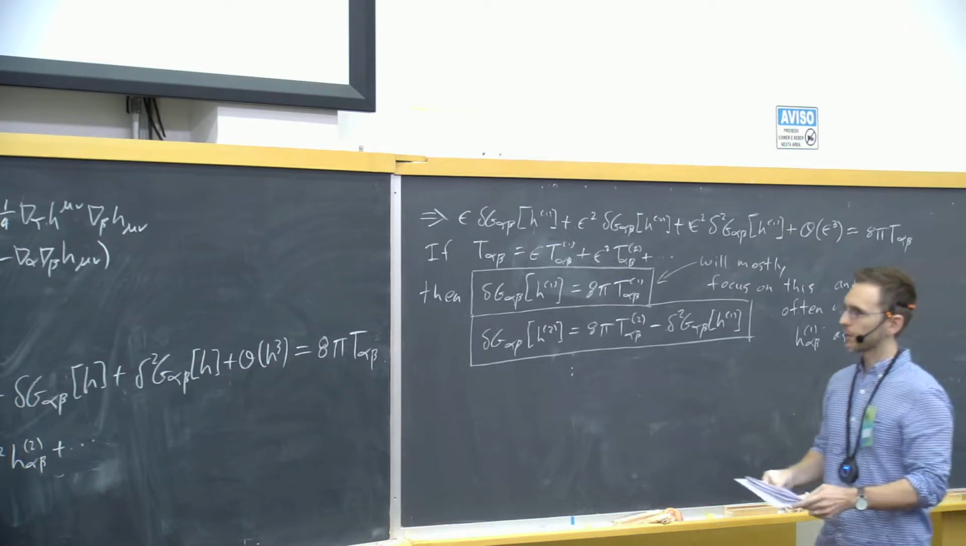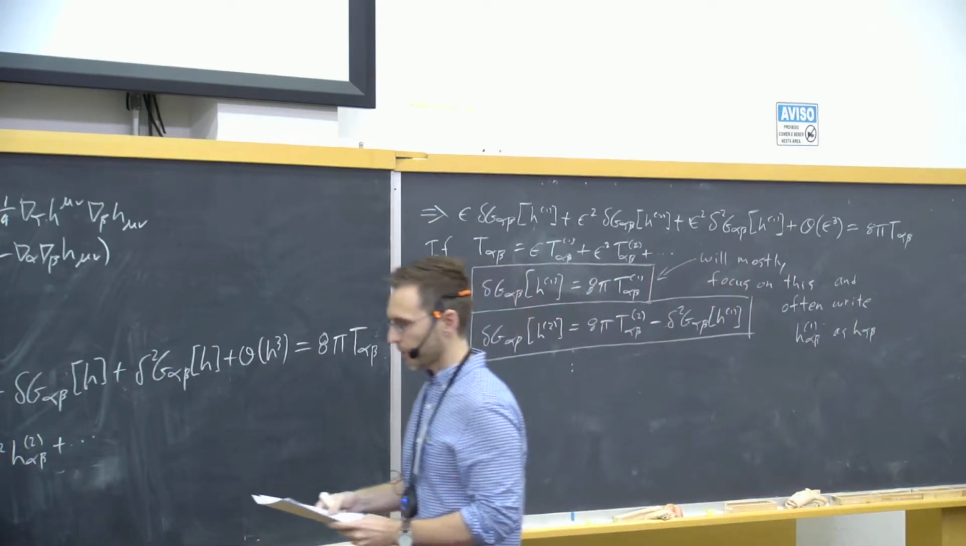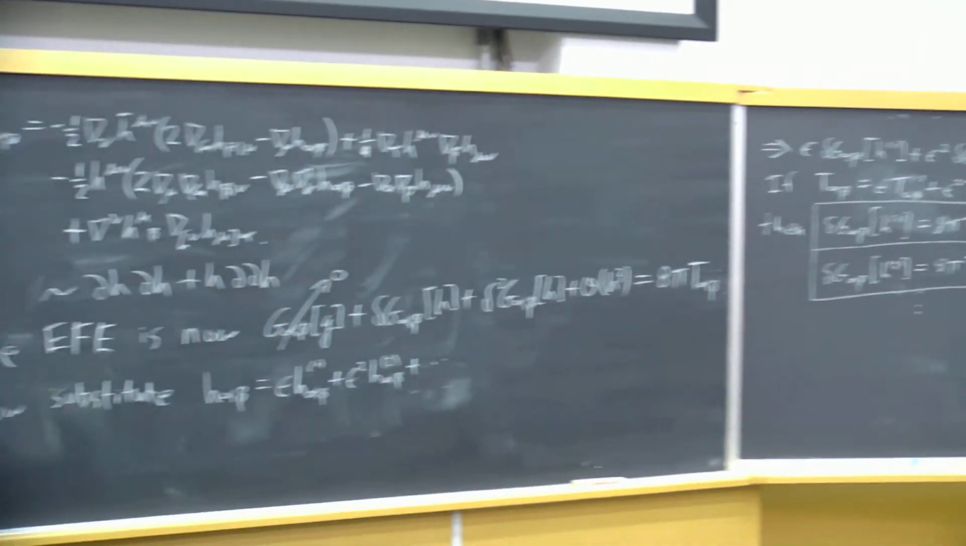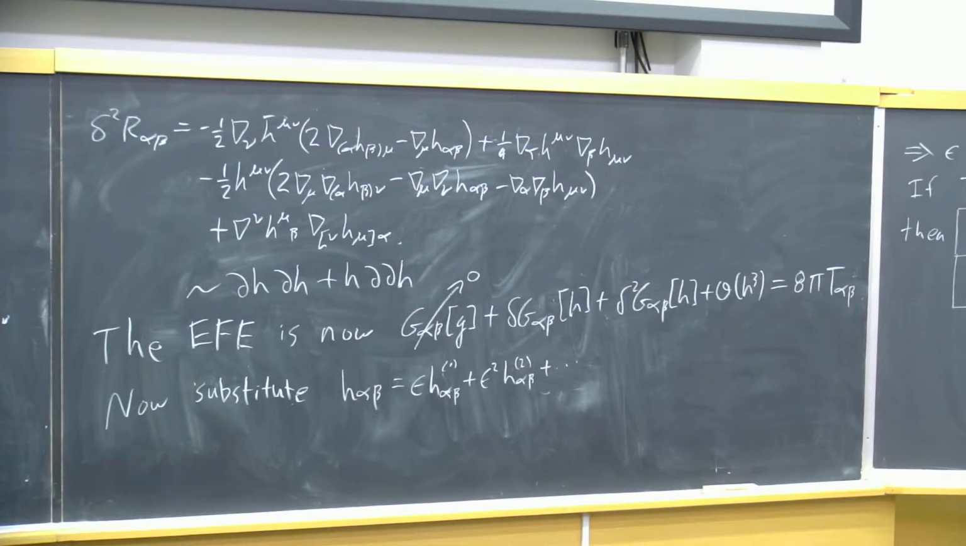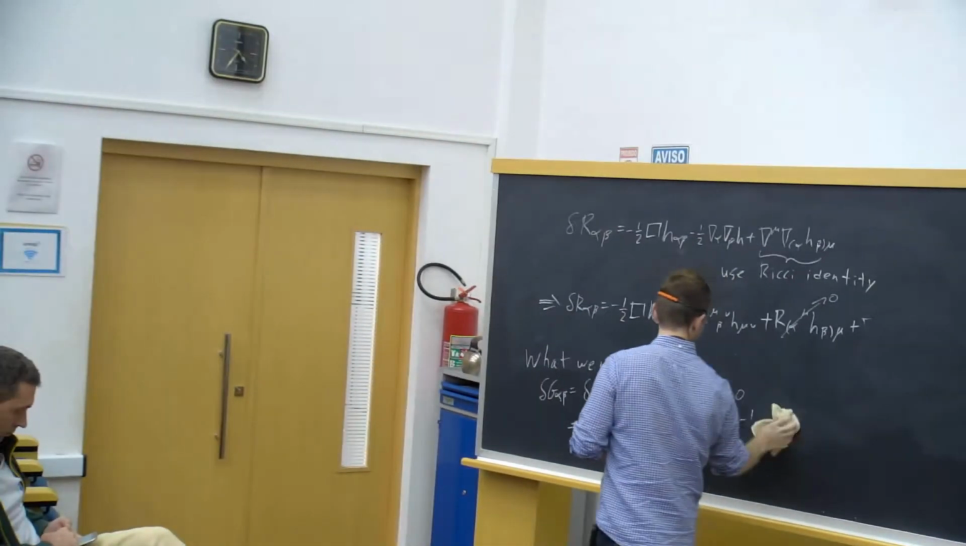Now the next topic, still within just general perturbation theory, is gauge freedom in perturbation theory. And this will finally explain why I wrote everything in this fairly complicated way in terms of the trace reverse of the metric perturbation.